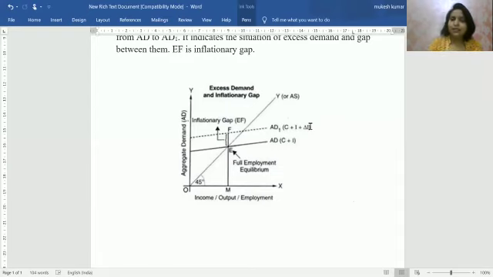Hope this would help you in understanding the concept of excess demand.